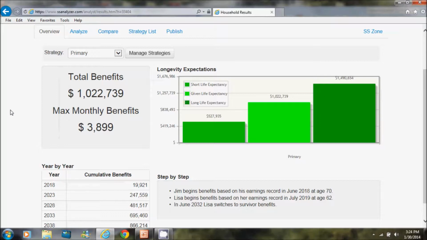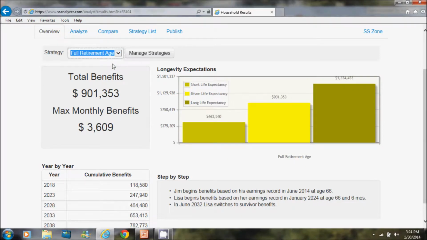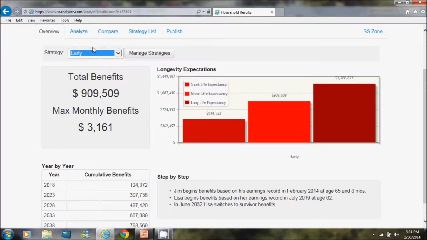All right, I run the numbers again, and here's what the program recommends as a primary recommendation. That Jim begin benefits based on his earnings record at age 70, and that Lisa begin benefits based on her earnings record at age 62, and then later on she switches to survivor benefit. If they follow this strategy, they should expect to get a cumulative lifetime benefit of $1,022,000. And how does that compare to the other strategies? Well, let's look at, for example, the full retirement age. That one would give them about $900,000, or about $100,000 less than the recommended strategy. Again, you can look at a whole bunch of other strategies. If they take early at age 62, they get nearly as much as before, but again, about $100,000 less than if they take the recommended strategy.